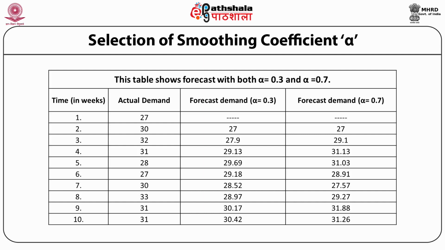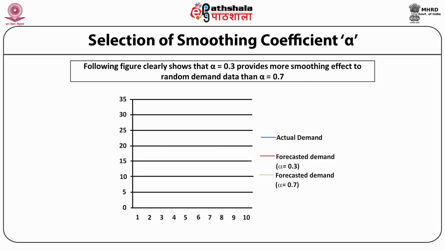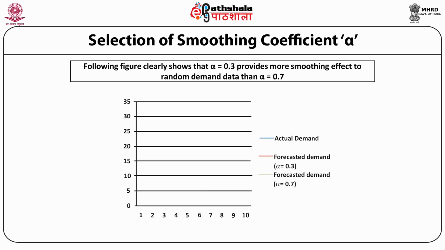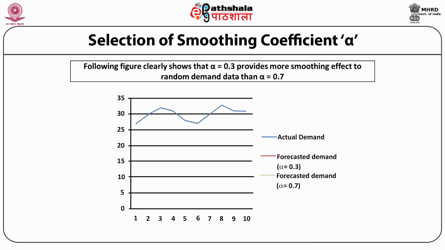This was illustrated pictorially by using a graphical representation. The slide clearly shows that with alpha 0.3, more smoothing effect is provided to the random data than with alpha as 70%. The line with alpha 0.3 is much smoother as compared to the line with alpha 0.7. From this, it can be inferred that the forecast for week 11 would be more accurate by using alpha as 30%, which has been calculated as: forecast for week 11 would be 0.3 into 31 plus 0.7 into 30.42, and our answer would be 30.59.